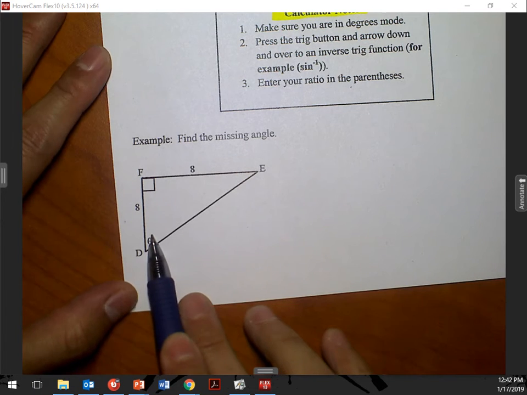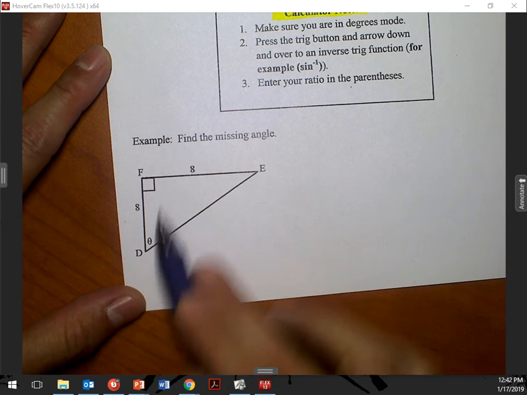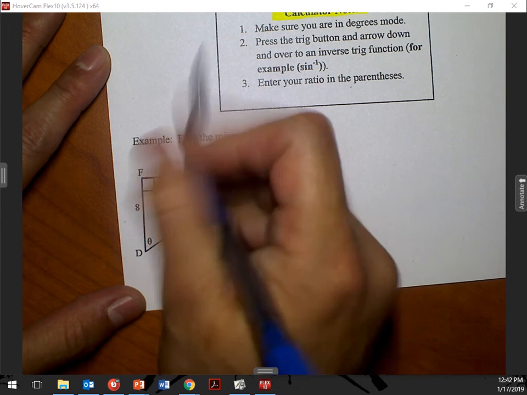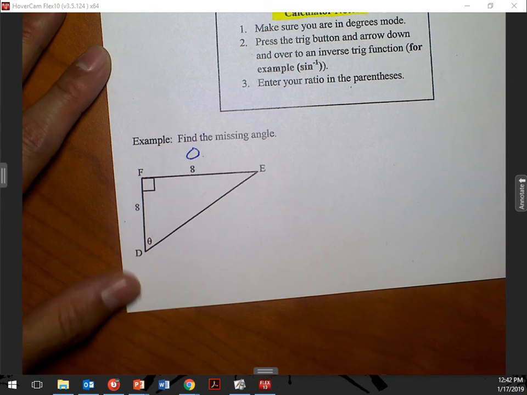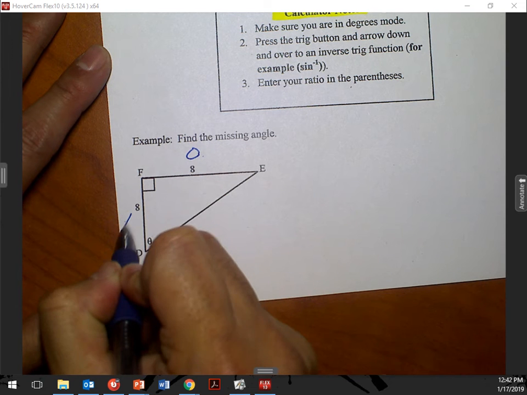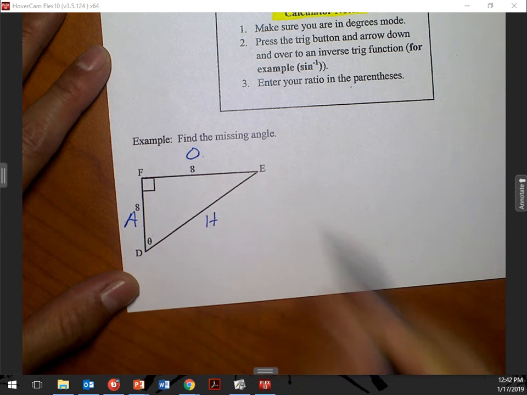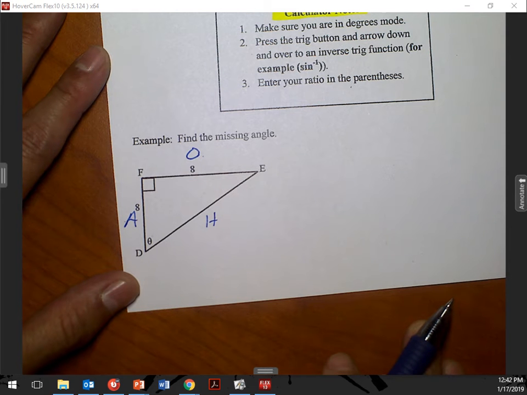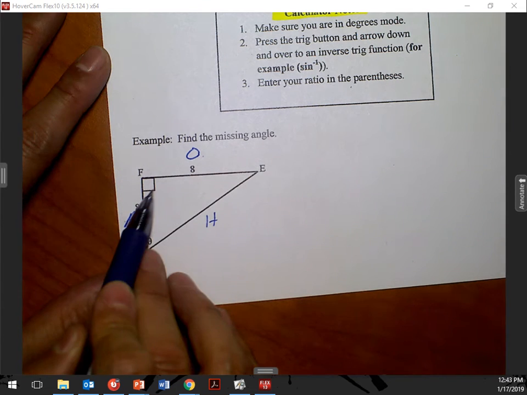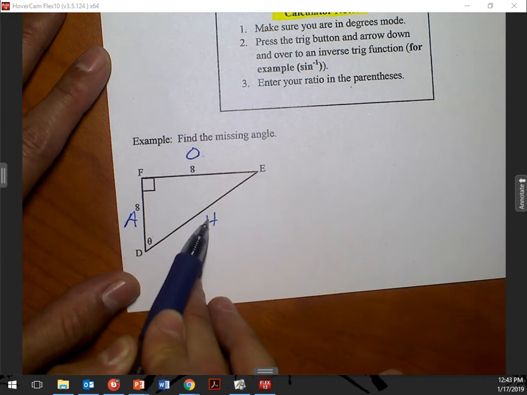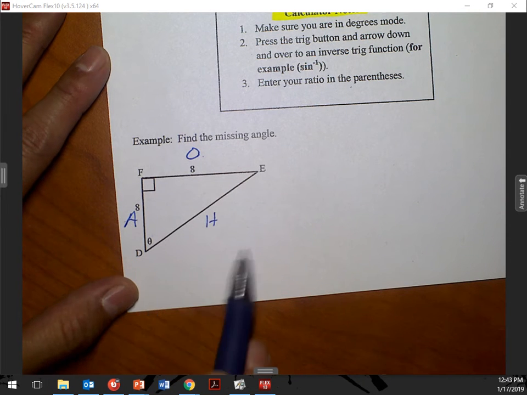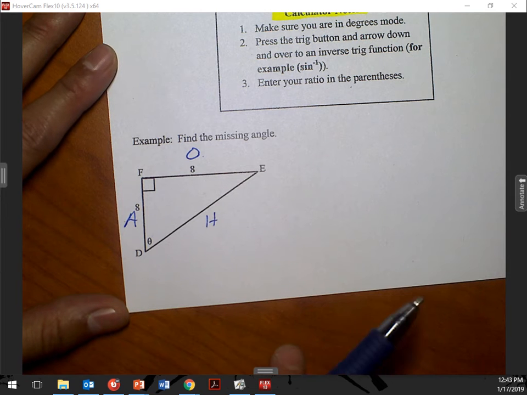If this is my reference angle, this side is opposite, put an O. This side over here is adjacent, and this side is the hypotenuse. The longest side is always the hypotenuse, and it's always across from the right angle.